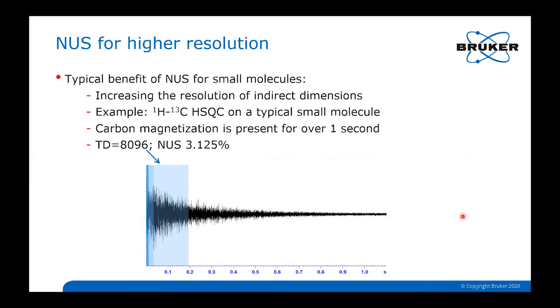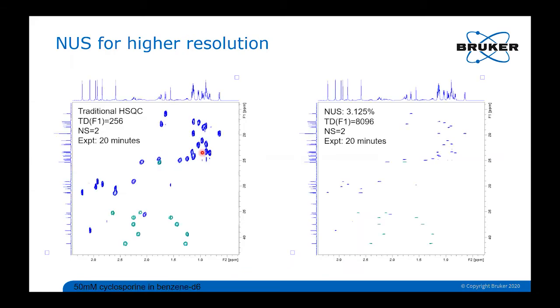We can potentially push things a lot further. This next example is a bit more than I would probably do with routine acquisitions, but it shows that we can potentially do extremely long indirect acquisition times, in this case, 8K data points, and very sparse sampling, so just 3.125%. This is still going to be the same total number of acquired FIDs, so the same 20-minute acquisition time. And now we have extremely sharp peaks in this indirect dimension.